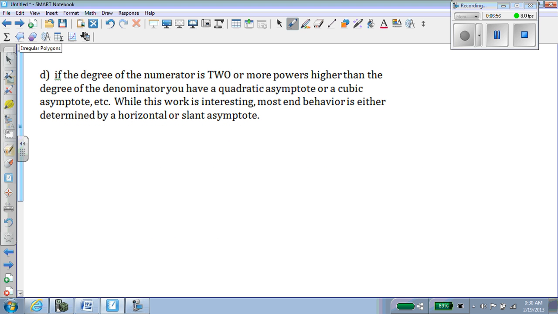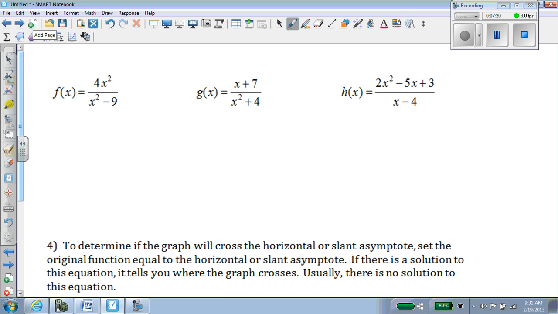Okay. Last possible case, if the degree of the numerator is 2 or more powers higher than the degree of the denominator, then it's possible that you have a quadratic asymptote or a cubic asymptote. And while this work is interesting, most end behavior is either determined by a horizontal or a slant asymptote. Okay, so let's try a few.